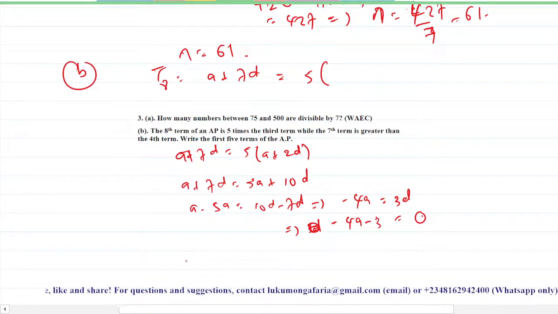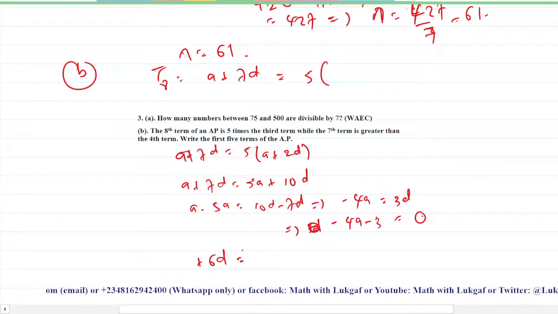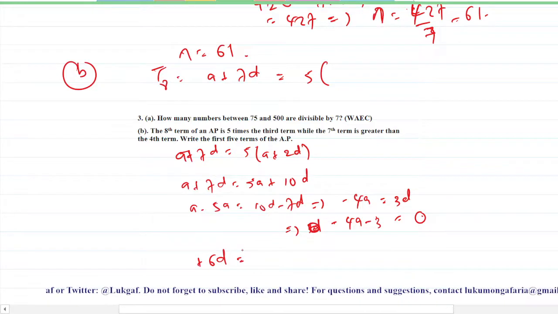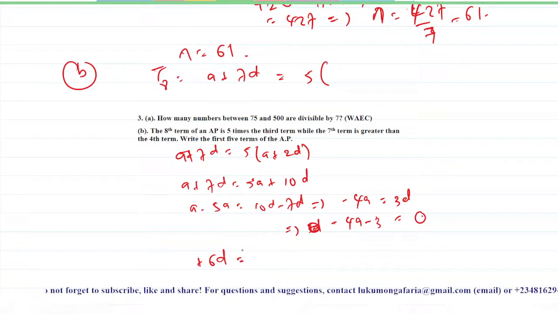And the second statement says, why the seventh term? What is the seventh term now? A plus 6D is greater than what? Is greater than the fourth term. I think something is actually missing. So I think that was a typographical error. So why the seventh term is greater than the fourth term. So you have the seventh term, you have it greater than the fourth term by what? Let me check the question again. I think it's a why question, but something is actually missing.